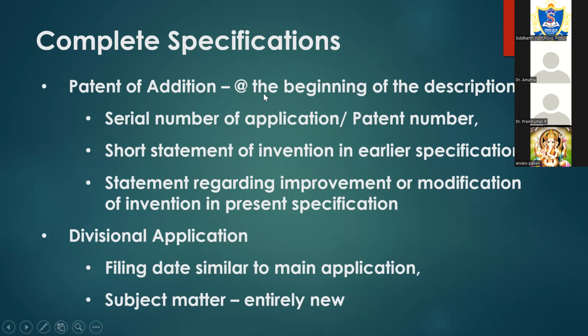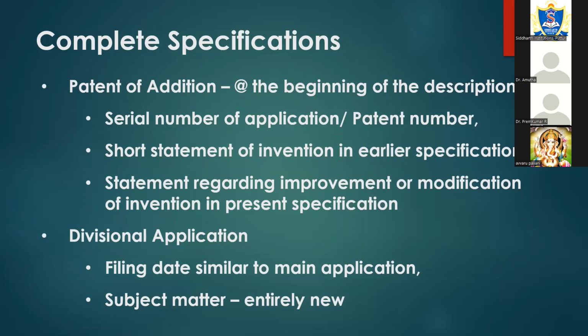And as I told you in the beginning of the description, you have to include the serial number as well as the patent numbers. If your patent has been granted, then the patent number or the serial number has to be included. And the statement of earlier applications and inventions should be in a short form. You have to include it in the patent of addition in the beginning. So this is a patent of addition.